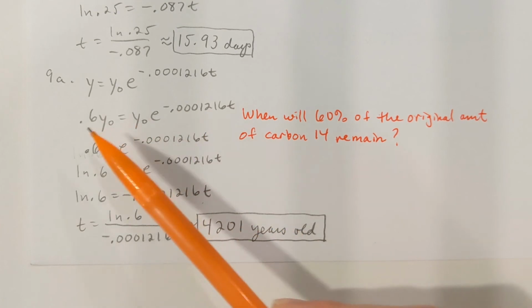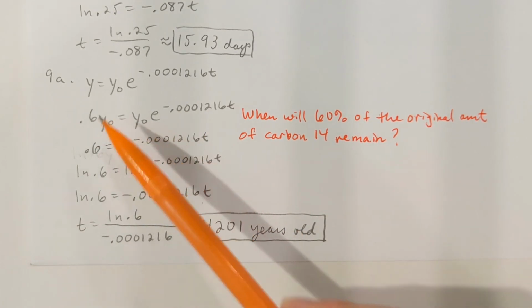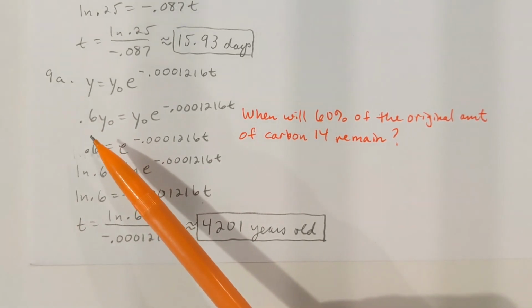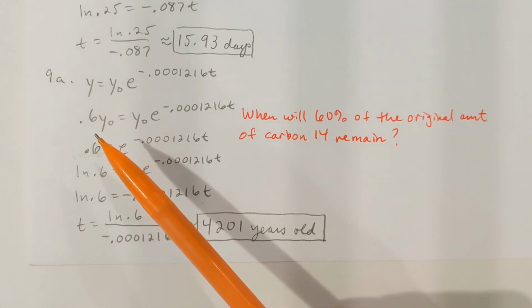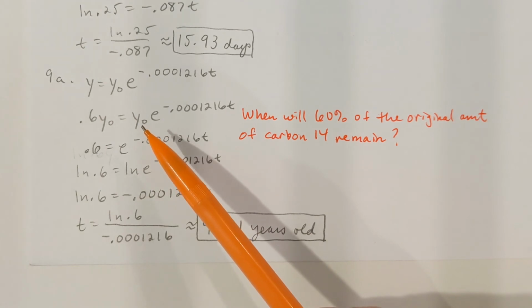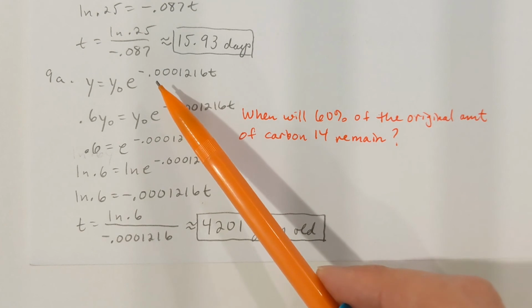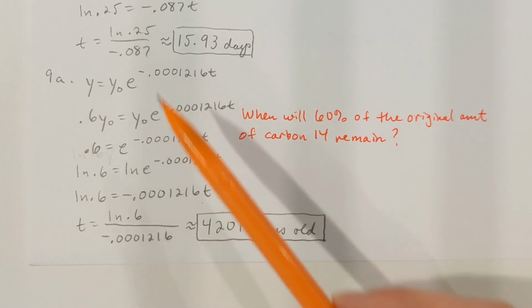We know that there is 60% of the original amount that is left. So 0.6 times y sub 0, which you see on the left, would be representing the fact that there is 60% of the original amount still there. So here'd be my setup equation. Notice that, again, I've got exponential decay going on, right? After the plant or animal dies, the radiocarbon disintegrates.